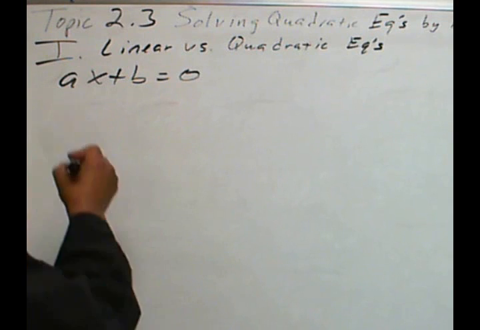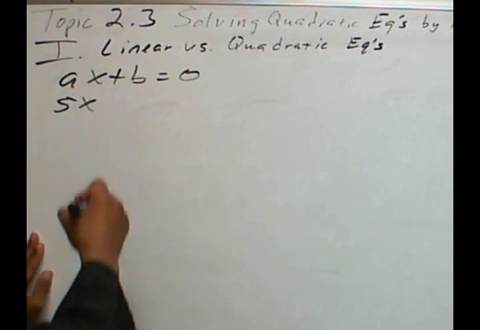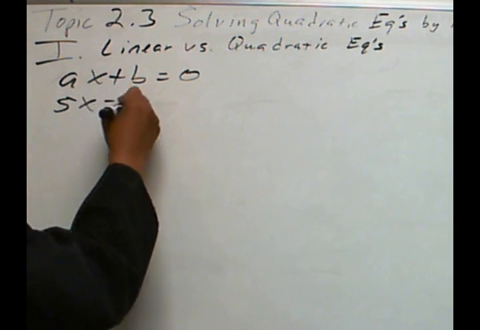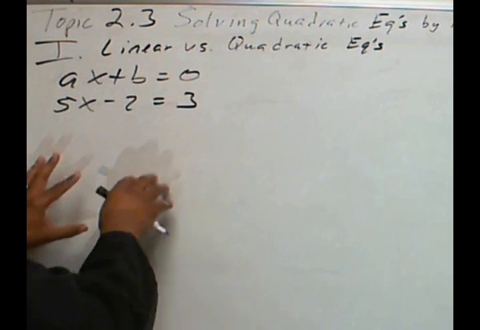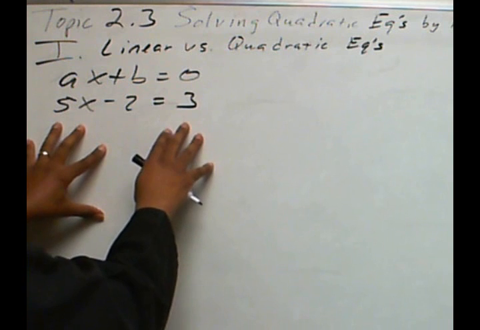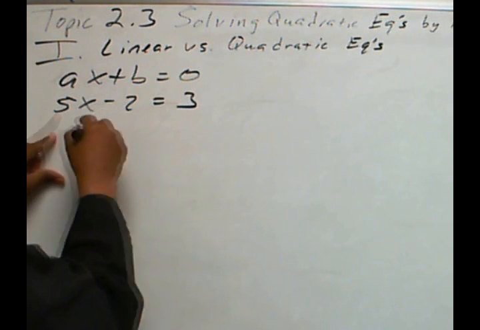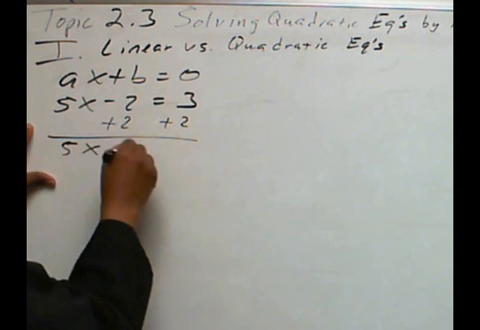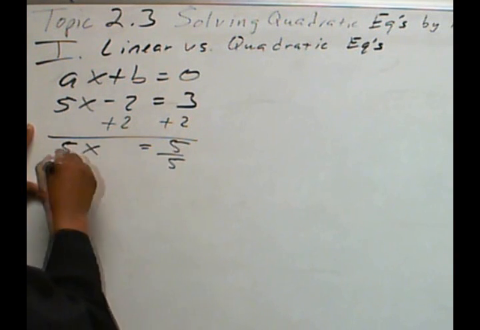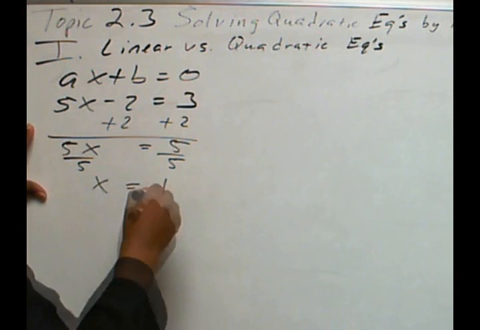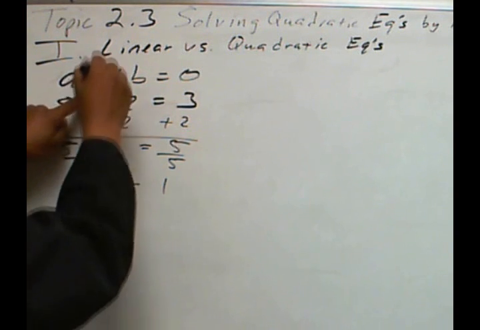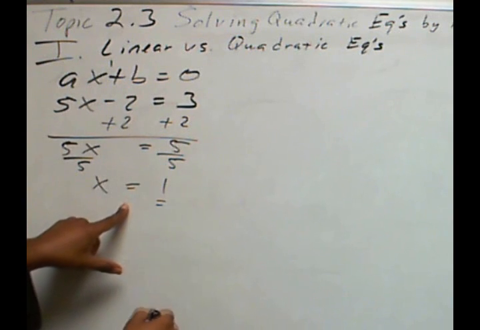So let's say we have a linear equation, 5x minus 2 equals 3. Linears are basically solved by isolation. What we do is we isolate for the variable x, and that gives us our solution. And notice that the linear is the first power and we have only one solution.